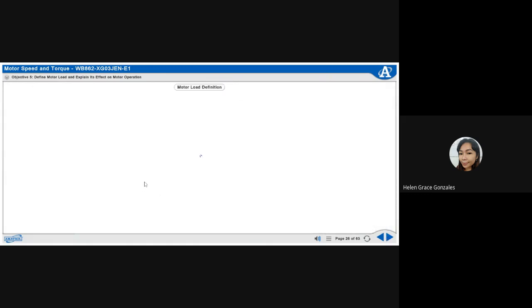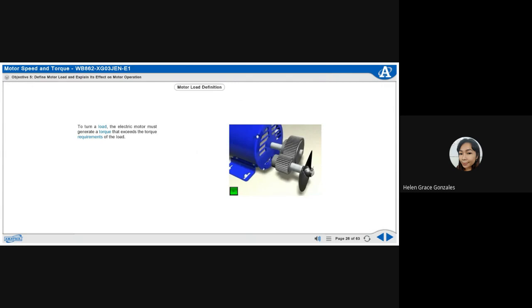Define motor load and explain its effect on motor operation. To turn a load, the electric motor must generate a torque that exceeds the torque requirements of the load. The load on an electric motor is the amount of torque the motor must generate at its shaft to overcome the resistance caused by the device the motor is driving. If the resistance that is caused by the driven device increases, the load on the motor also increases.